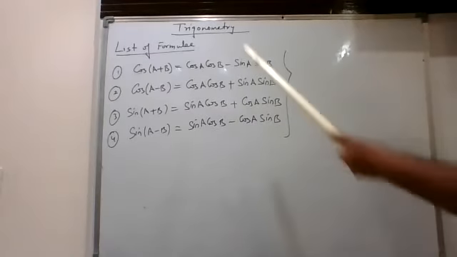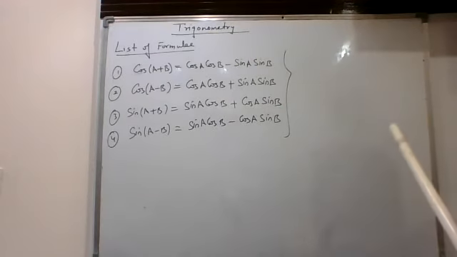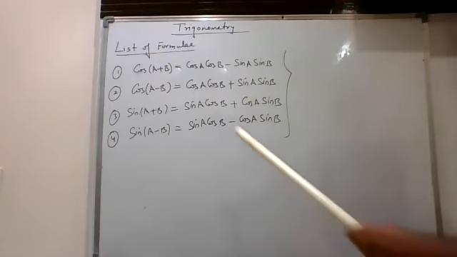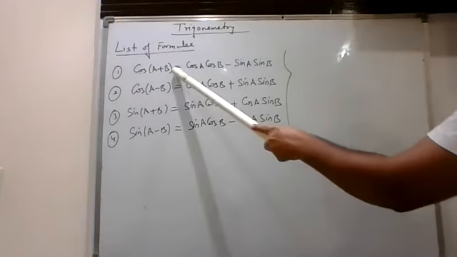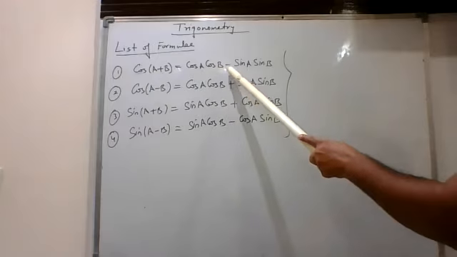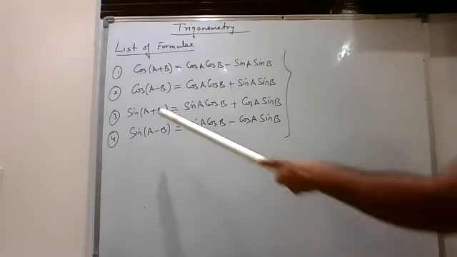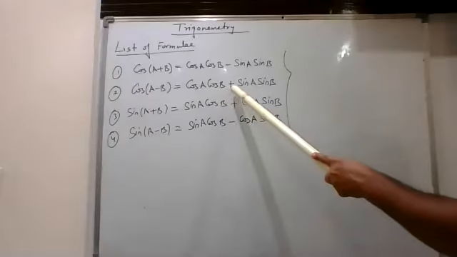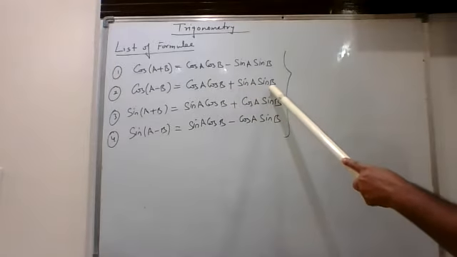Okay, so this is trigonometry, chapter number 3. Here we are doing the list of formulas. So cos(A+B) is cos A cos B minus sin A sin B. Then cos(A−B) is cos A cos B plus sin A sin B.